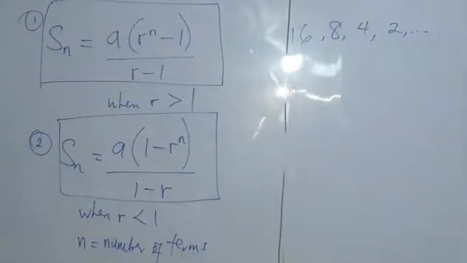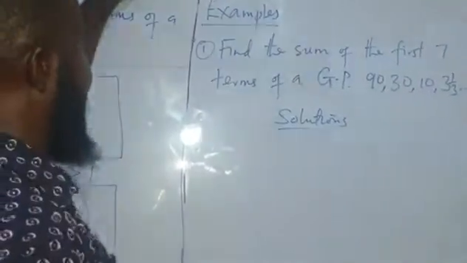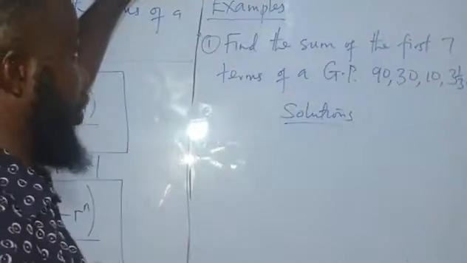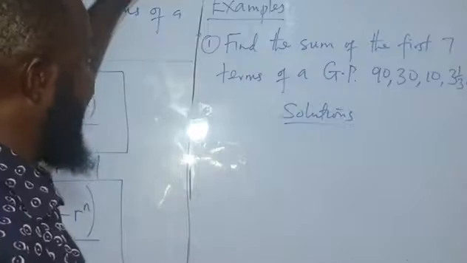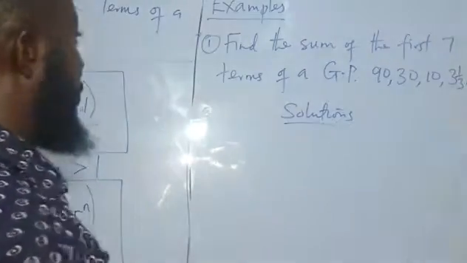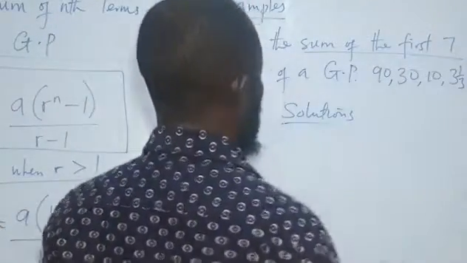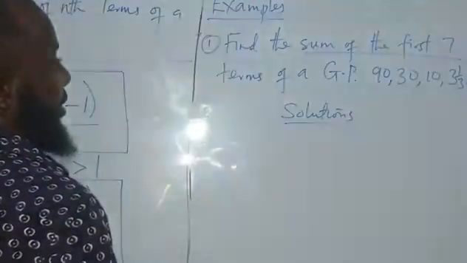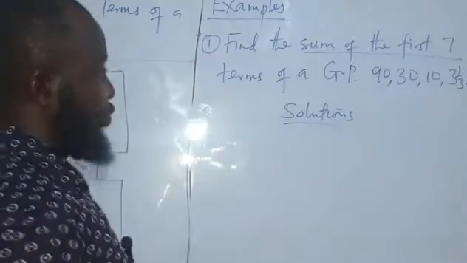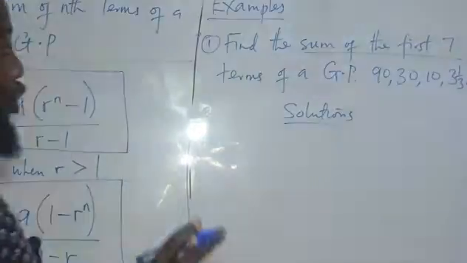So let's now look at examples. We have this question. The first question says find the sum of the first 7 terms of a GP. So we have the GP here. We want to find the sum of the first 7 terms. So the first thing you need to do before you can decide which of the formulas to use is to find the common ratio.